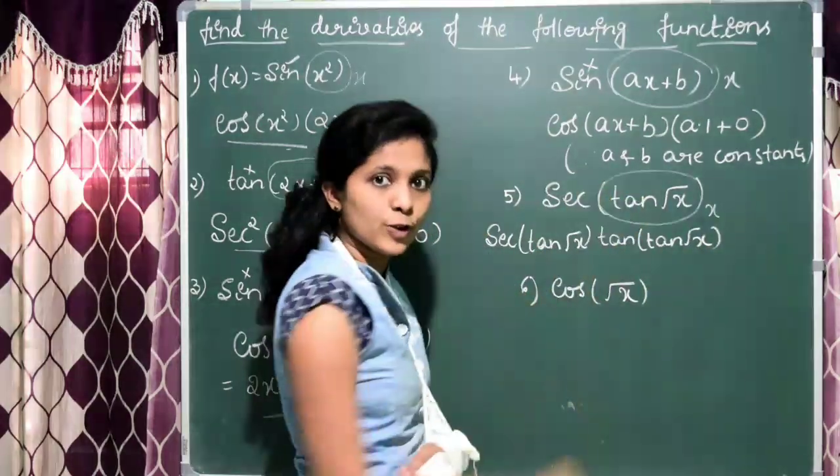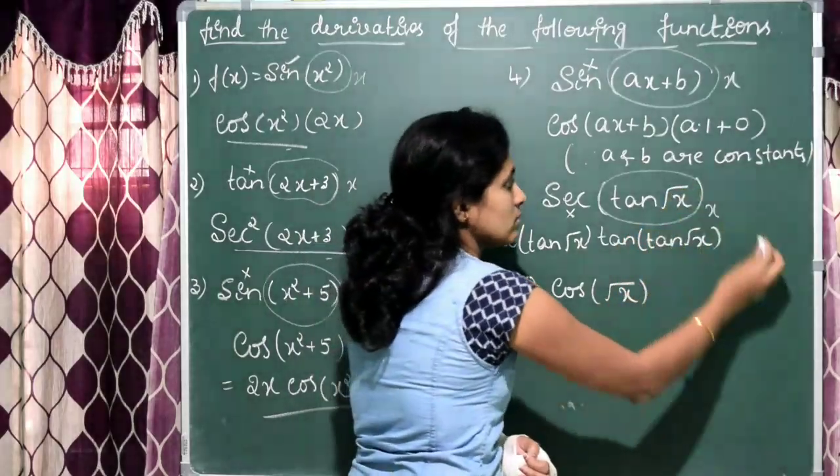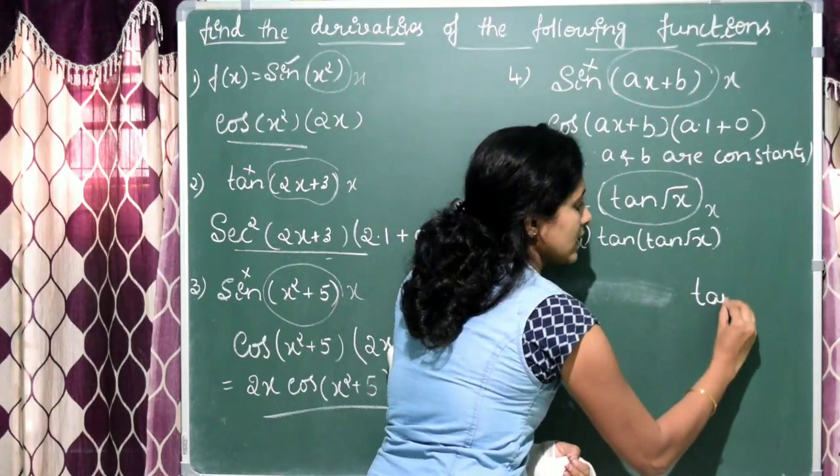So this is the derivative for the secant x. This is done now. Now we have to find tan root x. Consider now you are finding the derivative of tan root x. Is it clear? Tan root x.